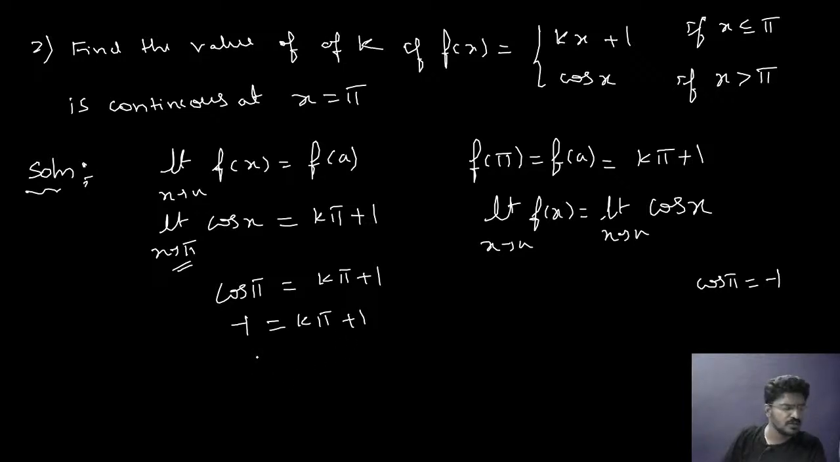Take plus 1 to this side, it will be minus 1. So minus 1 minus 1 will be minus 2 equal to k pi. So k will be equal to minus 2 by pi. So this is the answer, that is minus 2 by pi.